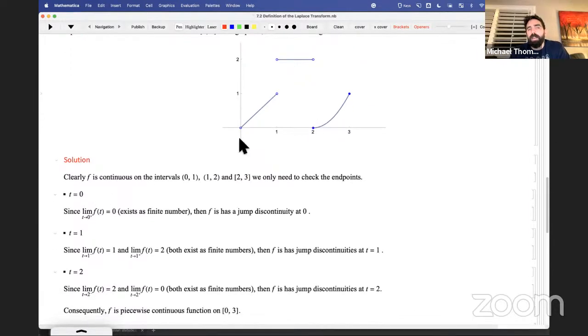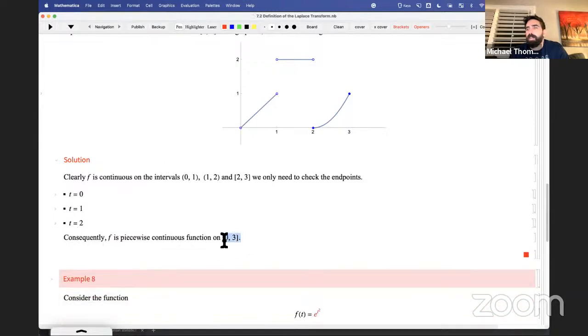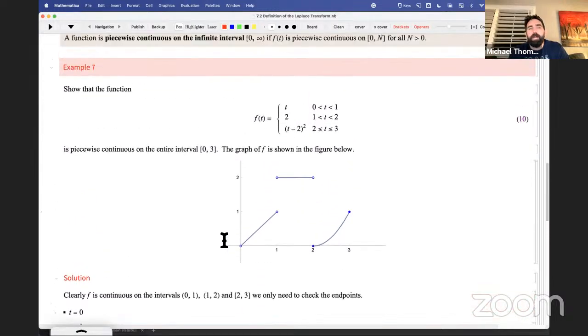So if we check over here on the left one, if you take the limit, it exists, the limit at 0, so it's a finite jump. If you take a look at 1, the left and right hand limits exist, so it's a jump. And if you take a look at 2, the left and right hand limits exist, so it's a jump. And if you take a look at 3, well, we don't need to look at 3, but actually, it doesn't even have a jump. All right, so yeah, this thing's piecewise continuous on 0 to 3. I think you have some questions on piecewise continuity in your homework. Okay.